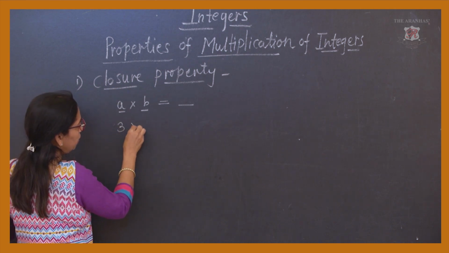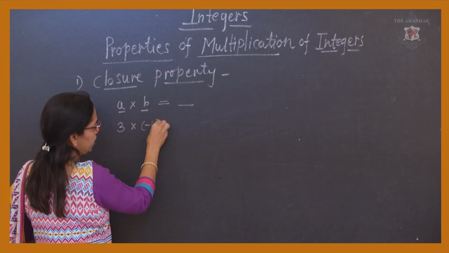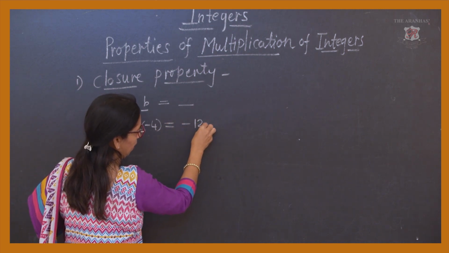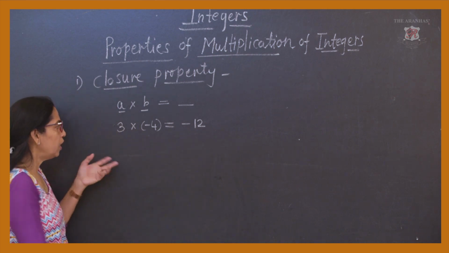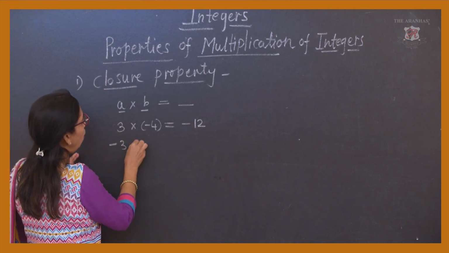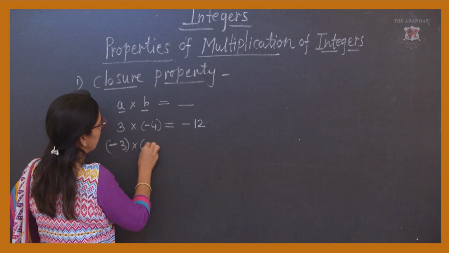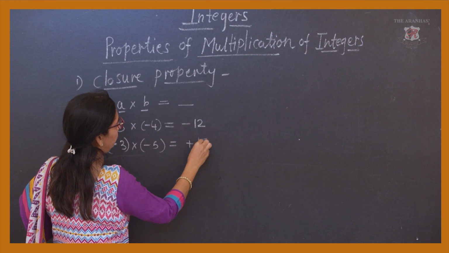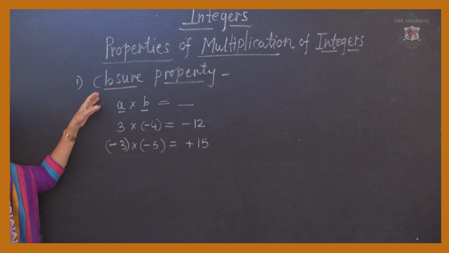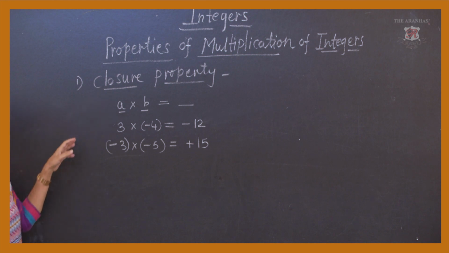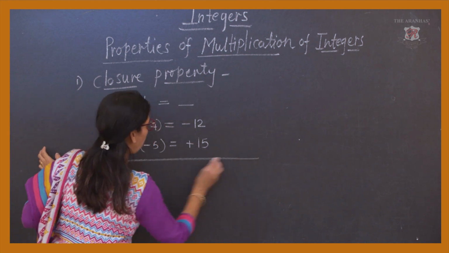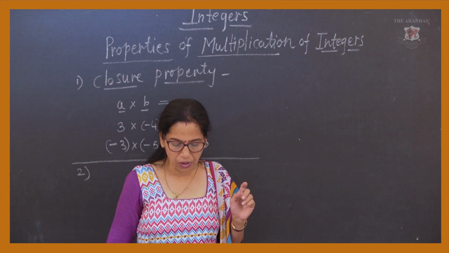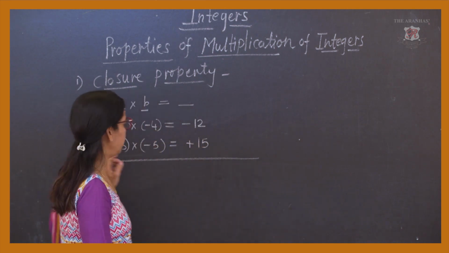So if you take 3 multiplied by any integer, minus 4, you will get the answer as minus 12. Or if you take minus 3 and another integer minus 5, you will get the answer as 15. So this is our first property. Now we will go to the next property, that is the commutative property of multiplication.